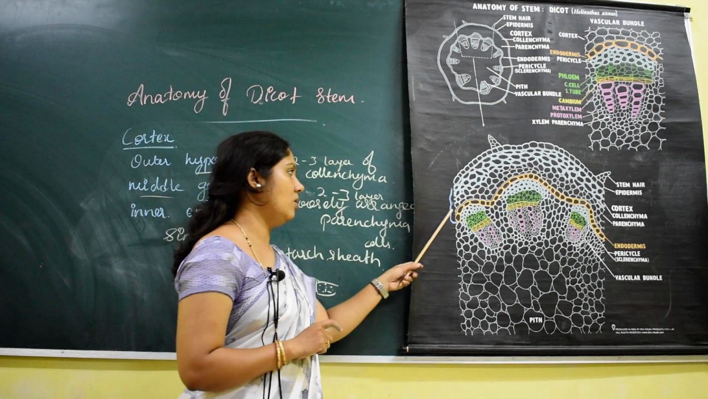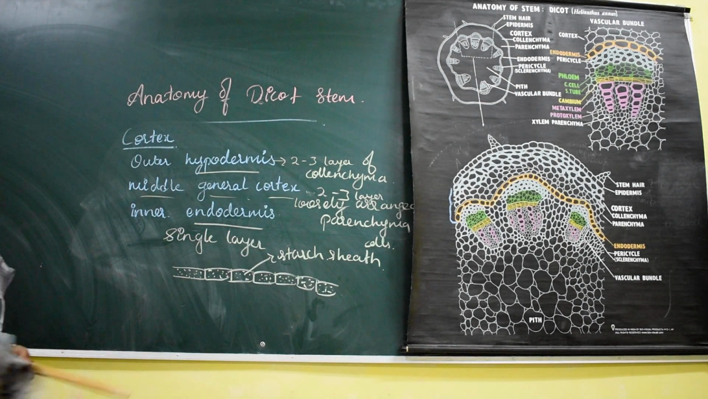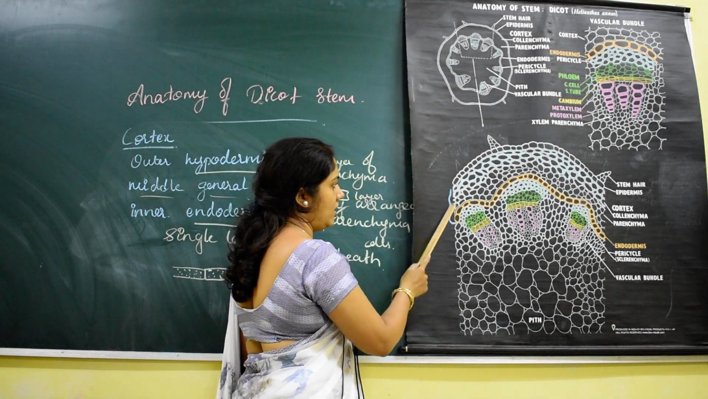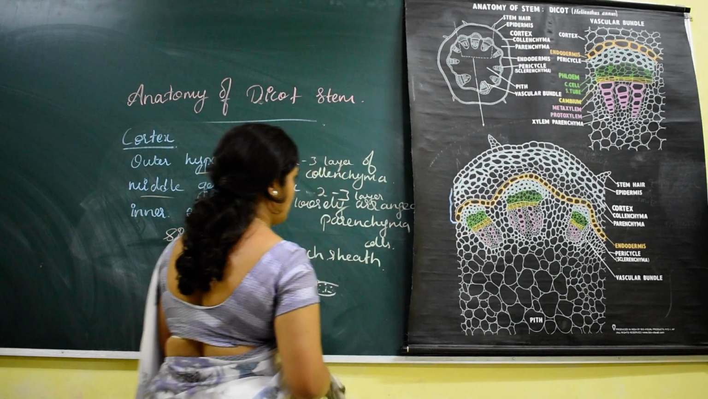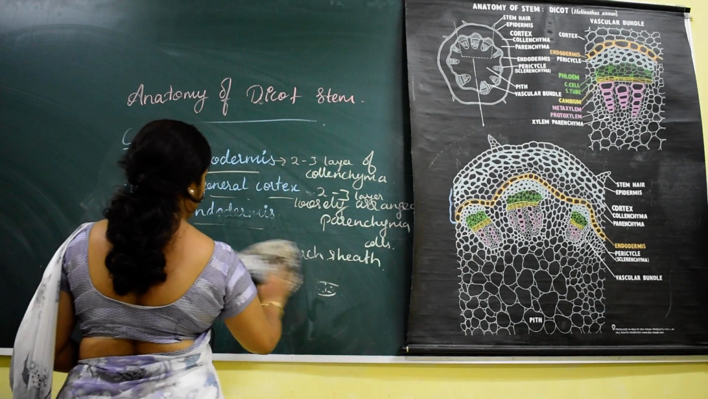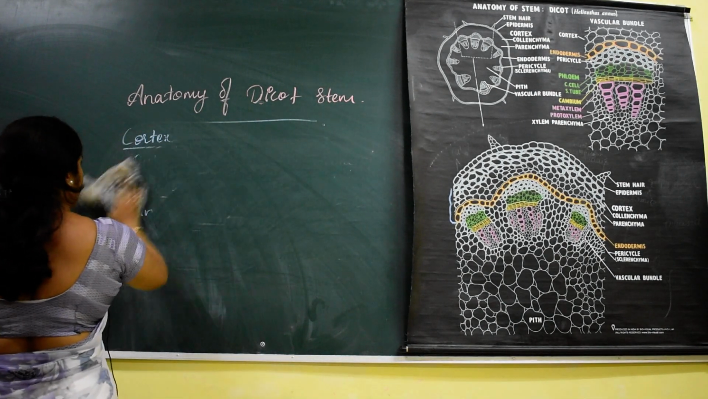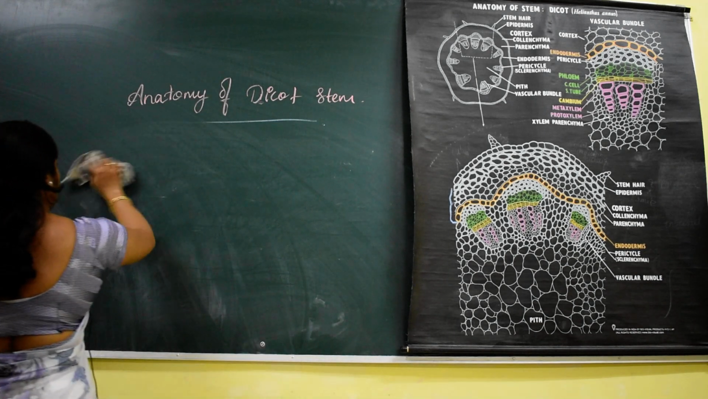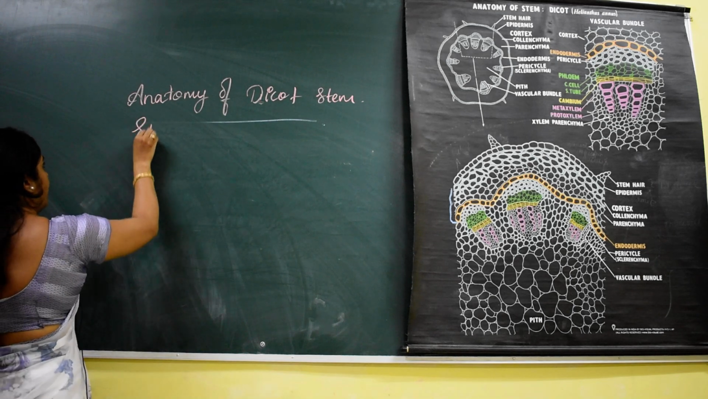So next to the endodermis is the stelar region. We have studied the epidermal region, and we have studied up to this yellow color. This is the cortex region. Now next we'll move on with the stelar region, or stele region.